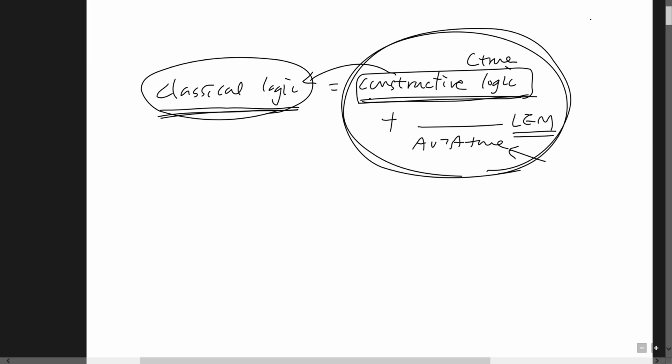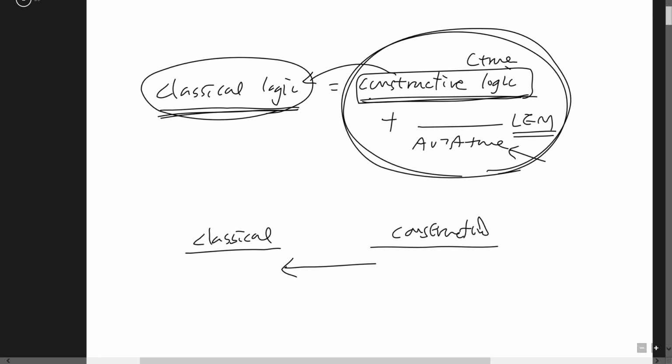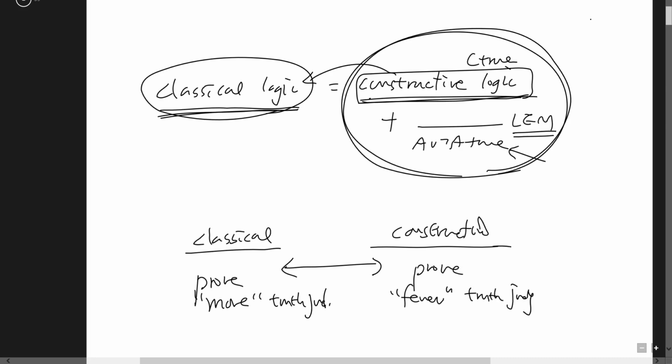So we have classical logic and constructive logic. If we move in this direction, we can prove more truth judgments, and if we move in this direction, we can prove fewer truth judgments. We might think classical logic is more powerful than constructive logic because it allows us to prove more truth judgments.